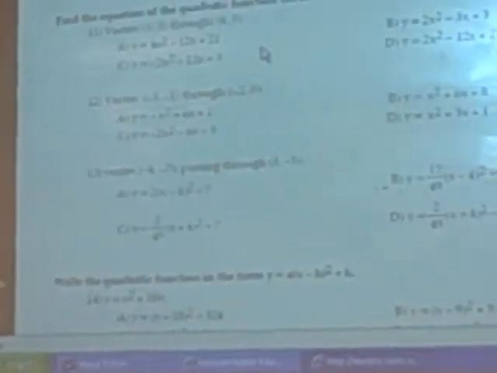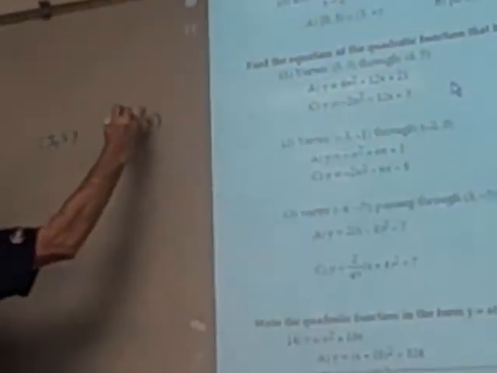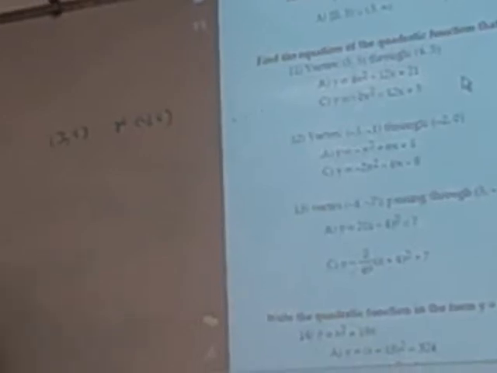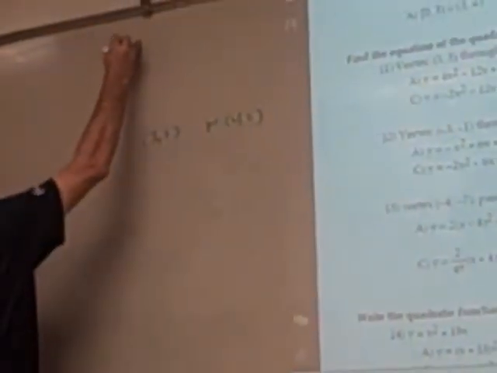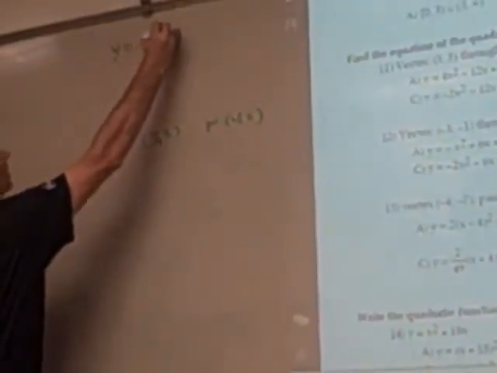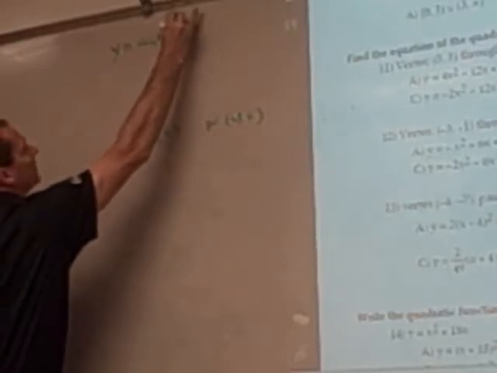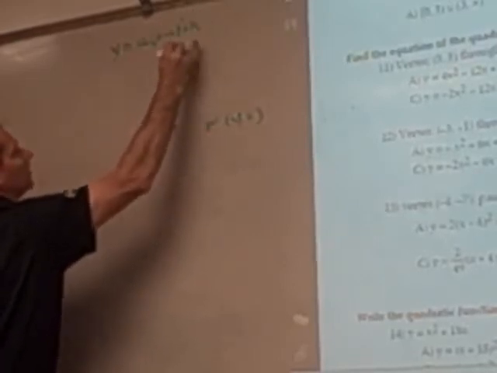So I know the vertex is 3, 3. And the point is 4, 5. How is that going to work? I think I'm going to drop everything at least. Well, we probably should start with the form that allows you to look at the vertex, where H and K is the vertex.